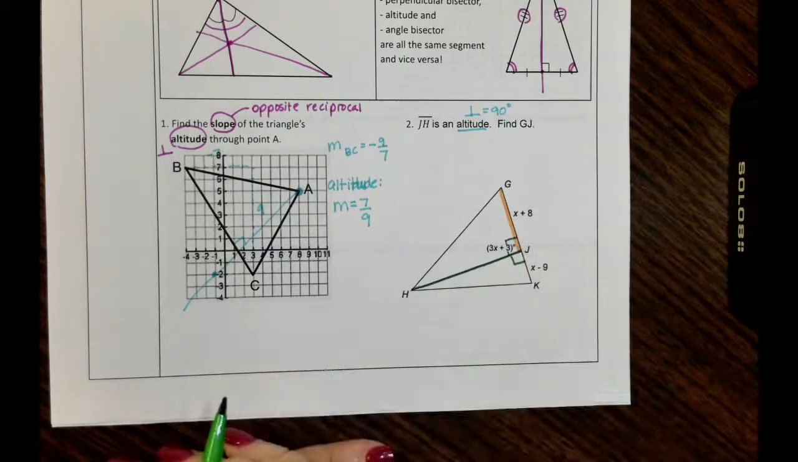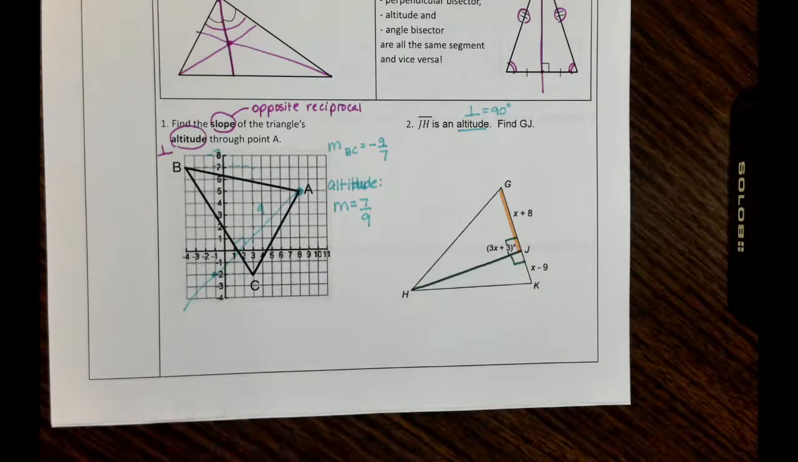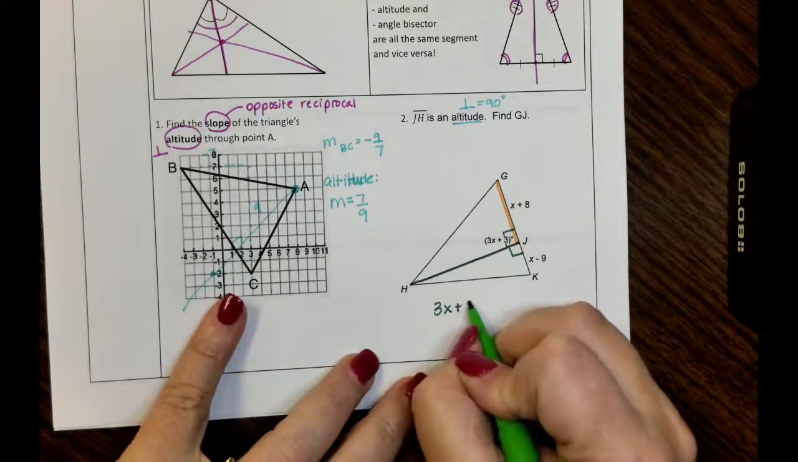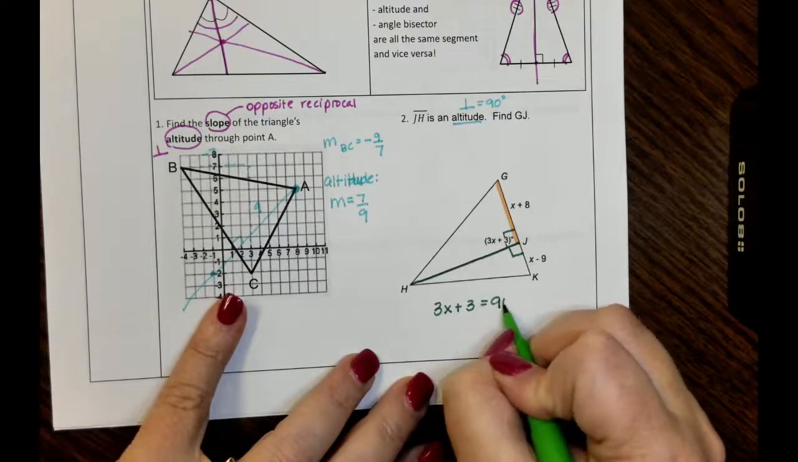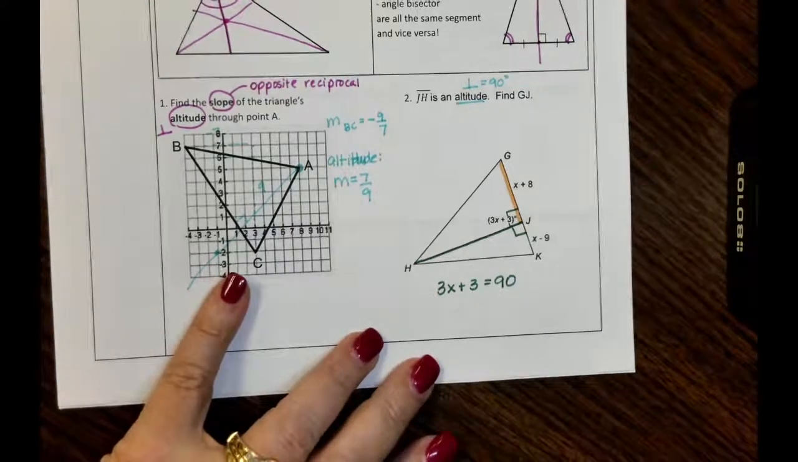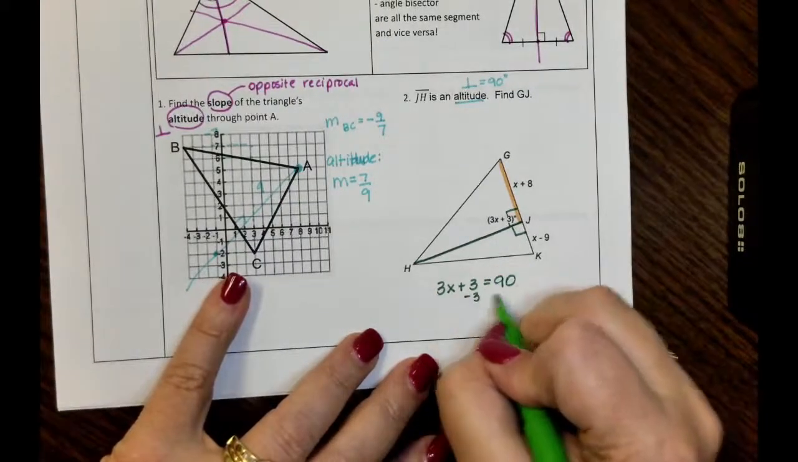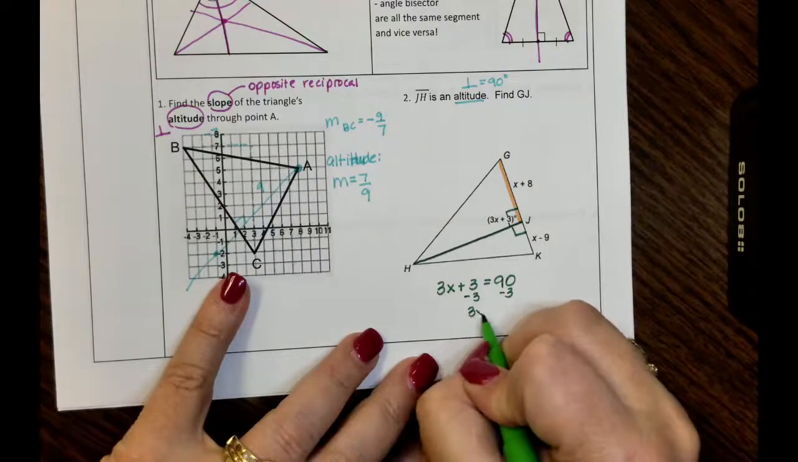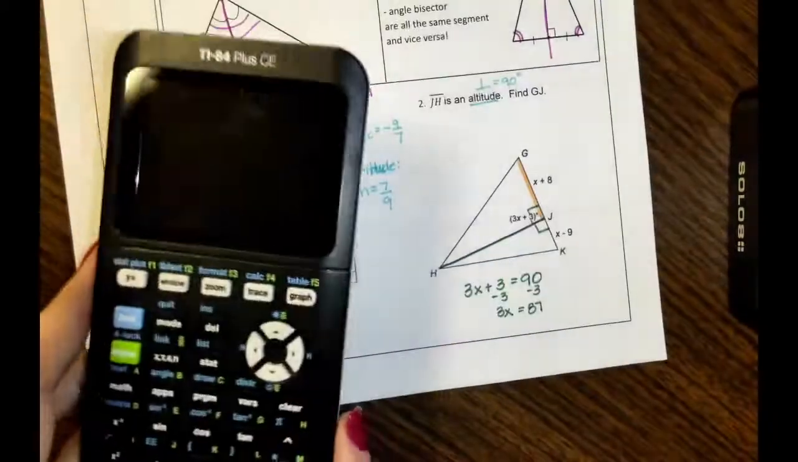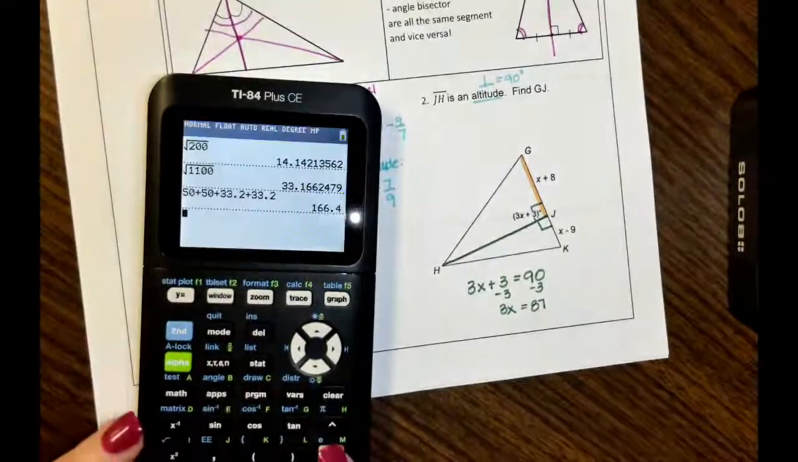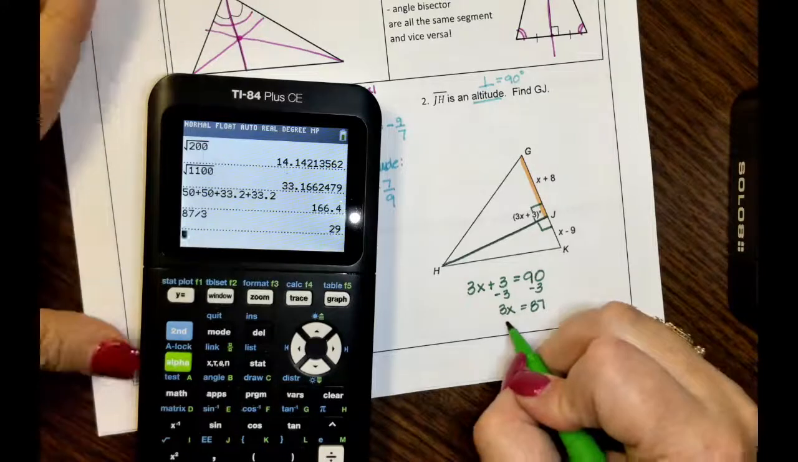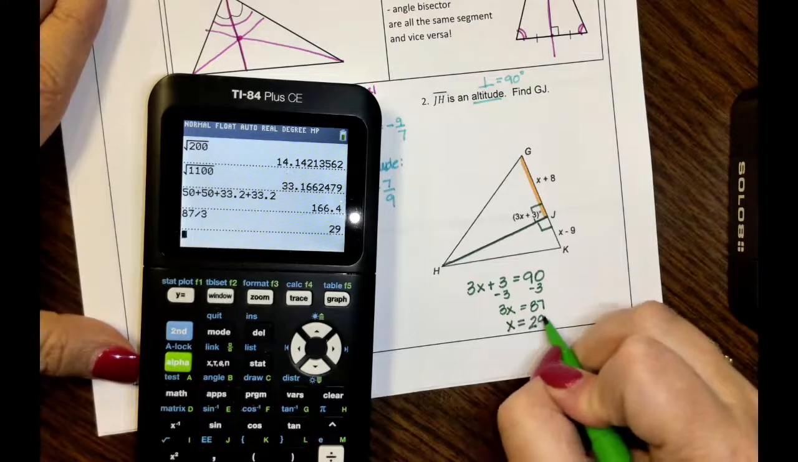They're a linear pair. So that means that 3x plus 3 has to equal 90 degrees. There's your equation. That's what's going to help you solve for x. So subtract 3 from both sides. You get 3x is equal to 87. And then you want to divide, inverse operations. 87 divided by 3. x is 29. Now that doesn't answer the question, because I asked you to find GJ.